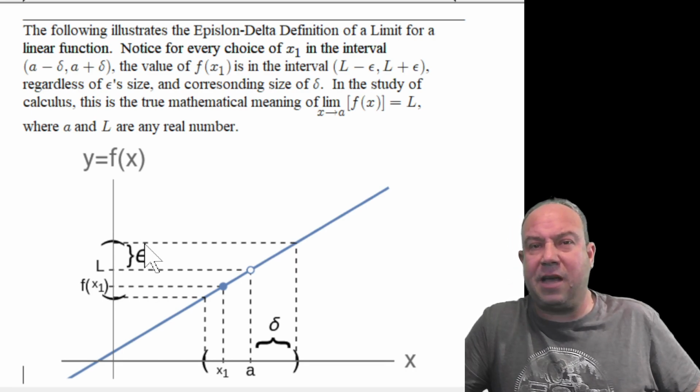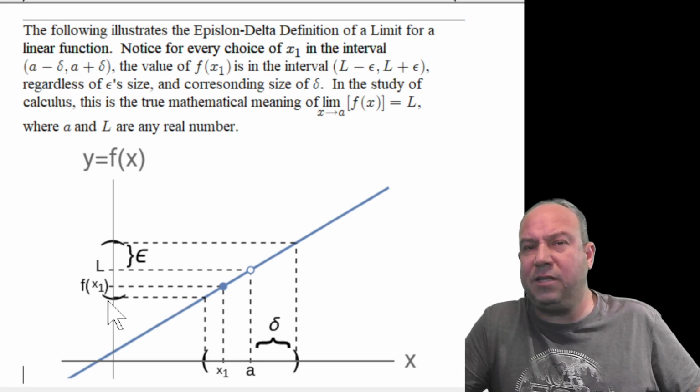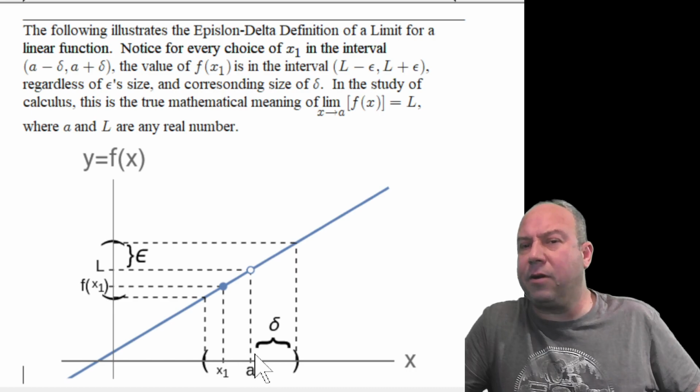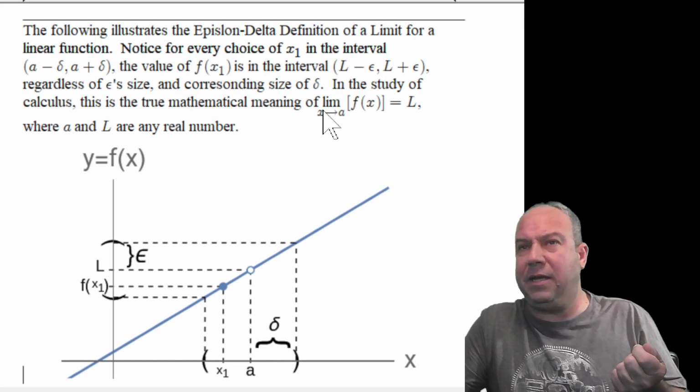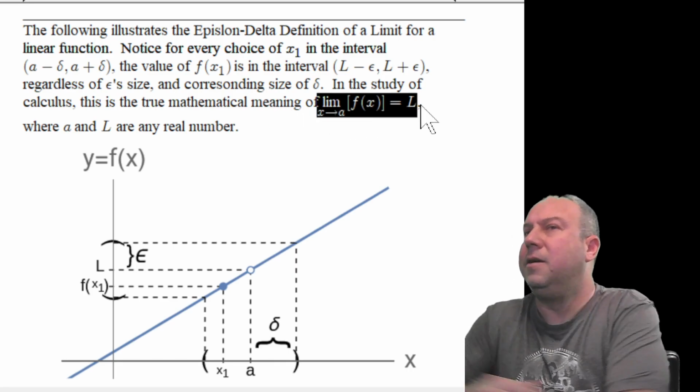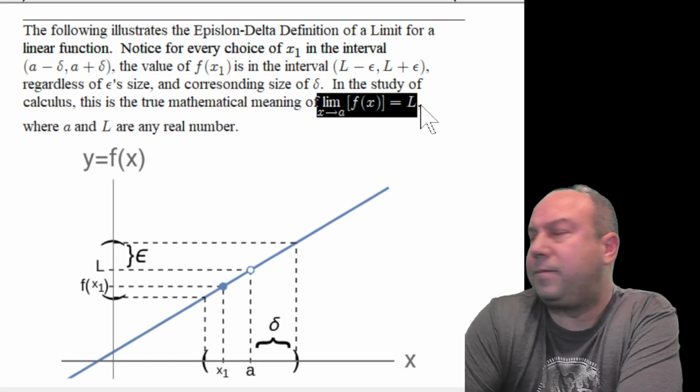For every epsilon greater than 0, there is a corresponding value, a delta greater than 0, such that the output of our function f at x sub 1 is within these boundaries whenever the absolute difference between x sub 1 and a is within these boundaries. That is the true meaning of the limit as x approaches a for f of x equaling L.